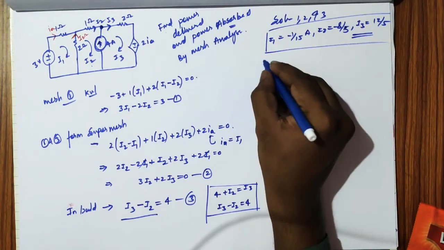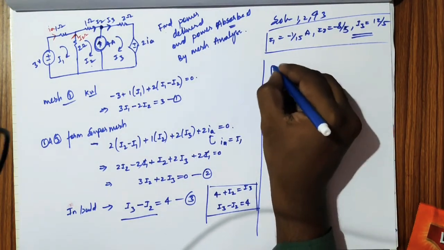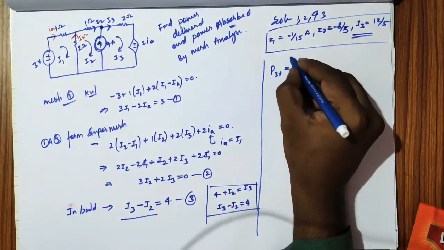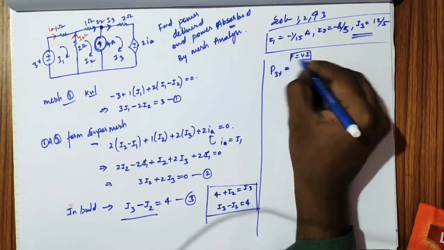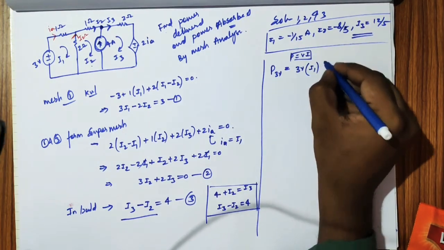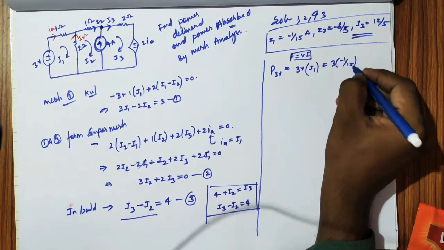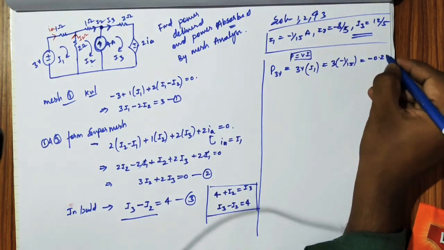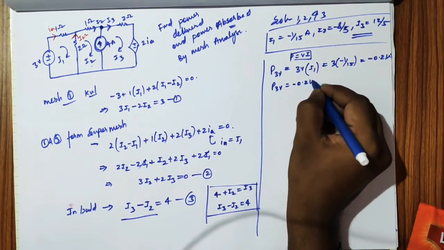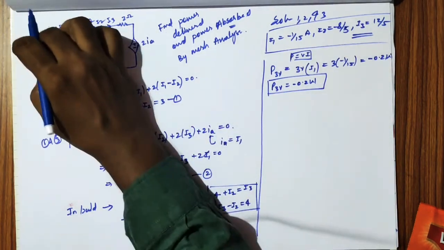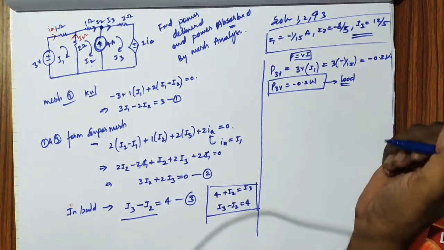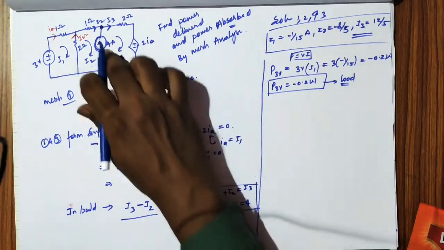Now we need to find the power delivered by each element. The power delivered by the 3 volt source, taking it as a source, is voltage into current. We have a voltage of 3 volts and the current I1, so 3 into minus 1.15 gives minus 0.2. Here we are thinking of this as a source, but we got a negative value, therefore this is acting as a load. Now the power delivered by the 4 amp source.